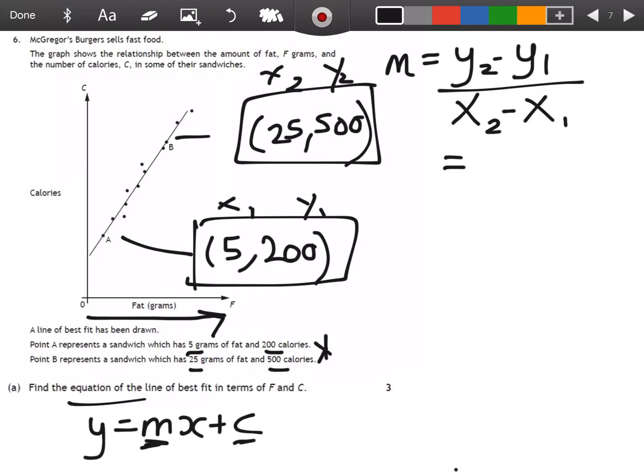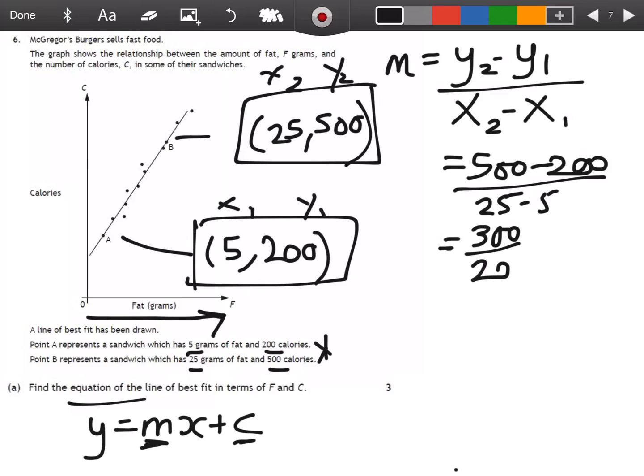So subbing these numbers in, y2 is 500, take away 200, over x2 is 25, take away 5. So really what we've got here is 300 over 20. Remember it's non-calculator, take a 0 off top, 0 off bottom. It's 30 over 2. 30 divided by 2 is 15. So our gradient is 15. That's our m value. It's going to be 15.